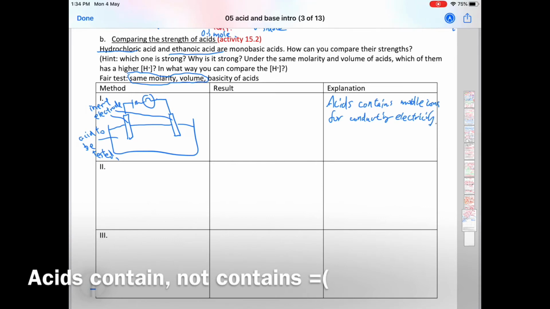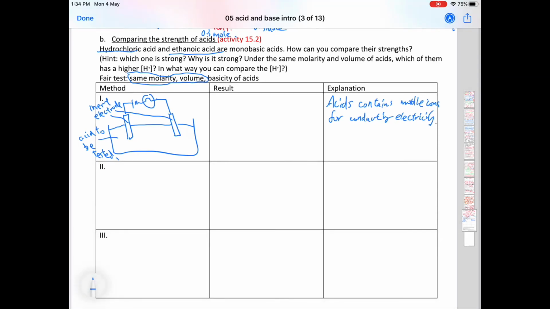And what if it is a stronger acid? A stronger acid means that its molarity of hydrogen ion is higher, and then it will have more mobile ions. Then what happens to its electrical conductivity? Its electrical conductivity will also be higher if it is a stronger acid.